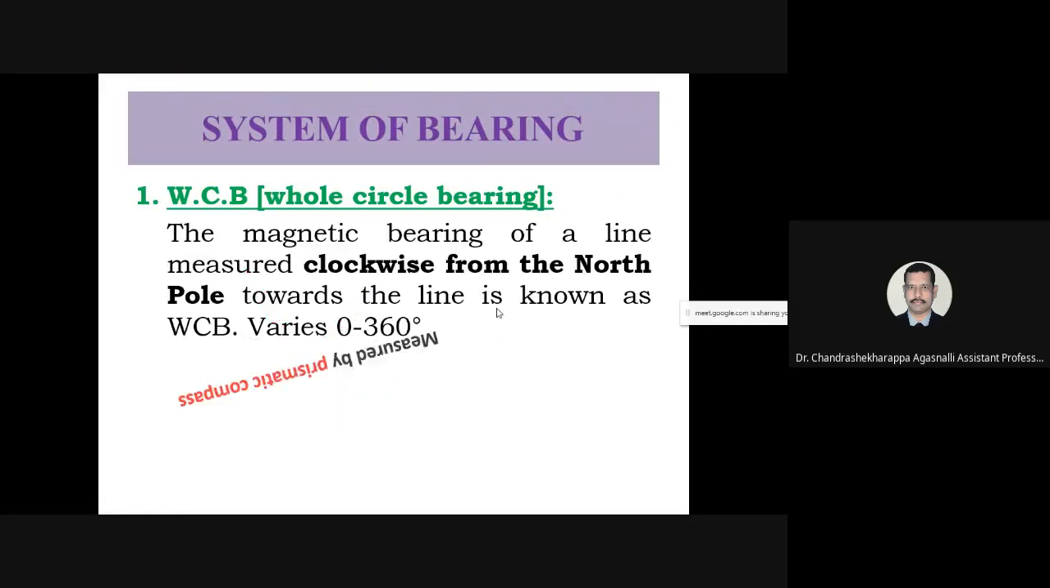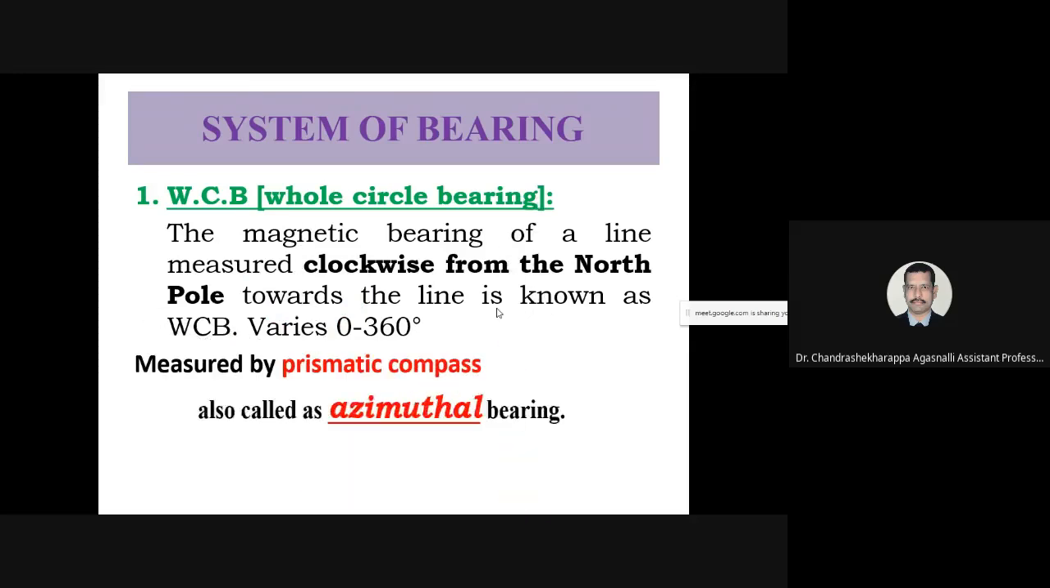So, whole circle bearing. The whole circle bearing of a line is measured clockwise from the north pole towards the line and is known as WCB. That's a 0 to 360 degree angle. If you are considering whole circle bearing, when you measure any line, towards which direction is most important. That's why we use this compass for that.